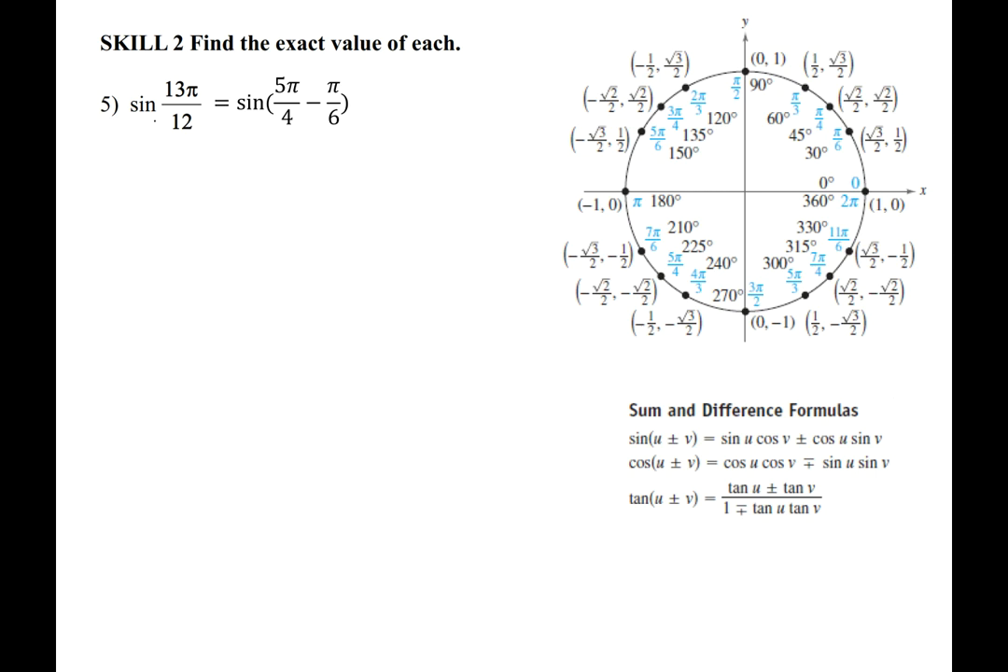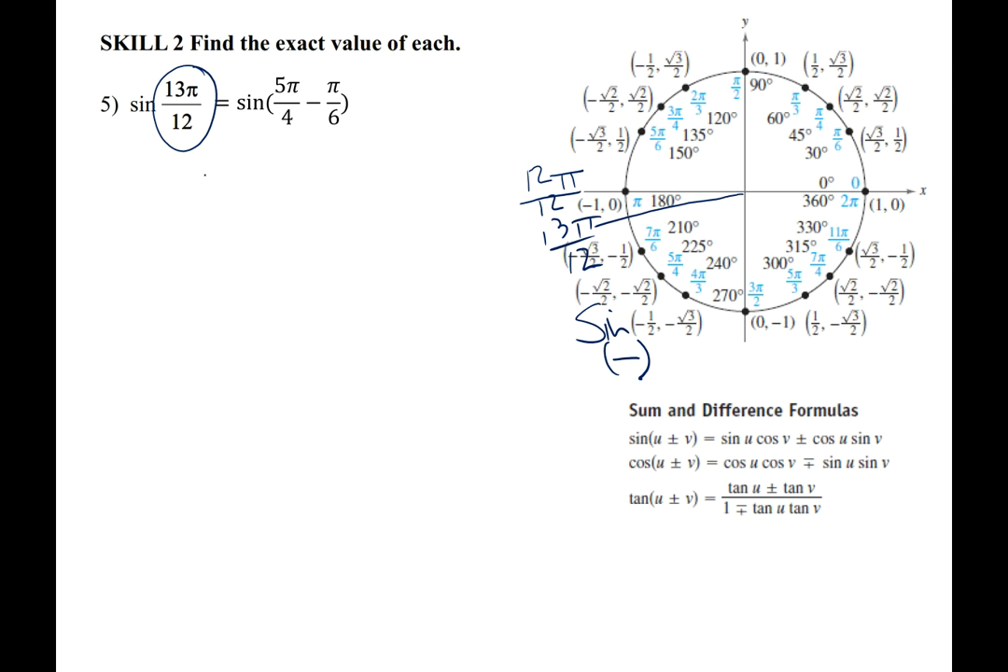So let's first figure out exactly what quadrant that's in. I know that this is pi right here, and if I was to write that out, it'd be 12 pi/12, meaning that 13 pi/12 has to be somewhere in quadrant 3. That means that if I'm getting a sine in quadrant 3, my answer has to be negative. So I know my final answer had better be a negative number, okay?